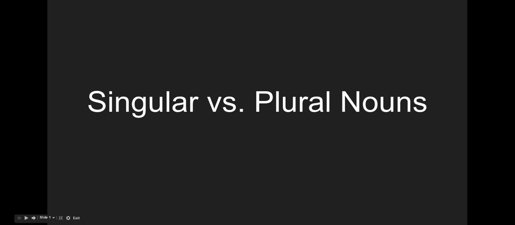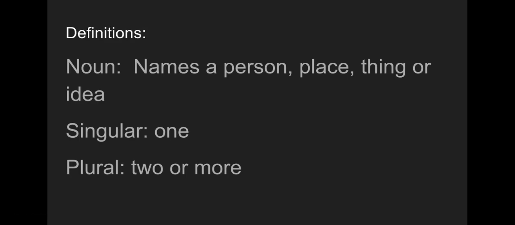Okay, today, boys and girls, we're going to talk about singular versus plural nouns. First, we need to know, what does singular and plural mean? First of all, singular means one and plural means two or more. And let's remind ourselves, nouns name a person, place, thing, or idea. So in English, when you see singular, that means one, and plural, that means there's more than one.